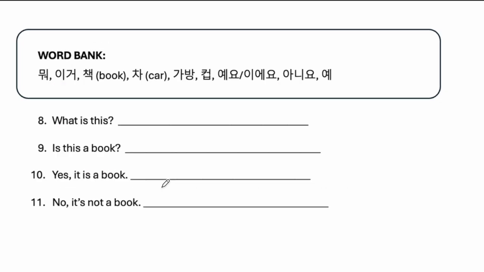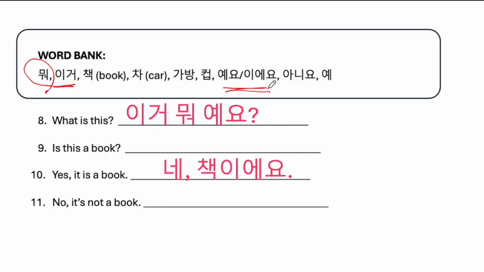Okay, how do you say what is this? What is 뭐, right? This is 이거, is 예요. 이거 뭐예요? This, what is it, right? Is this a book? You just have to say this is a book and then change the intonation to a question. This is a book. That means is this a book?